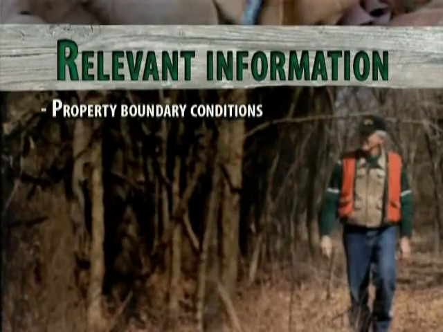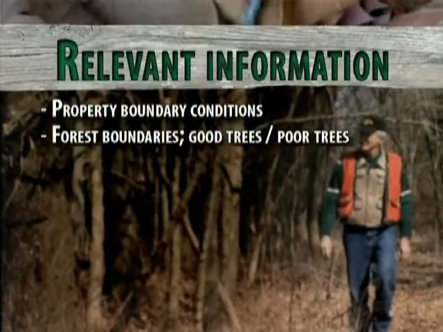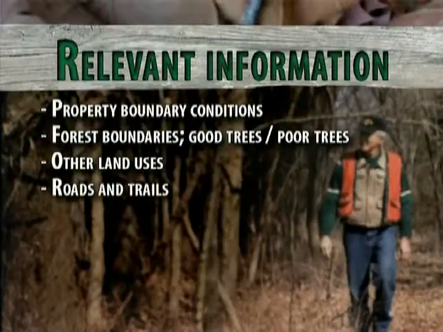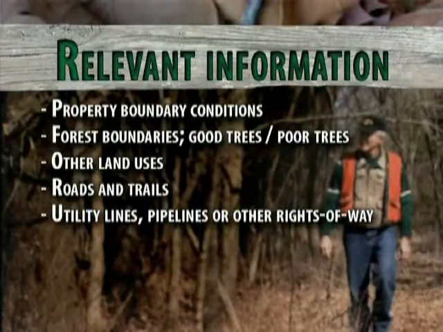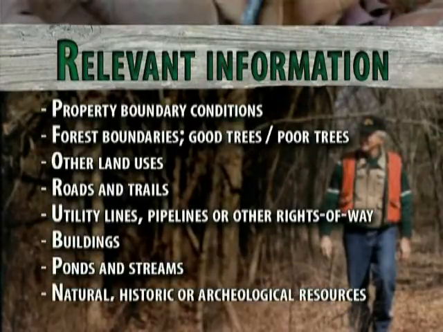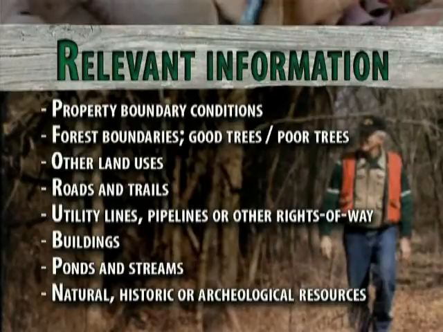List relevant information such as property boundary conditions, forest boundaries, where are the good trees, where are the poor trees, other land uses such as crop fields and pastures, roads and trails, utility lines, pipelines, or other rights-of-way, buildings, ponds and streams, unusual natural, historical, or archaeological resources.